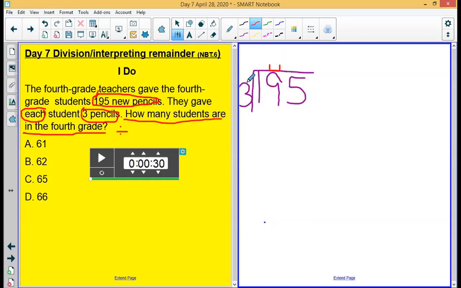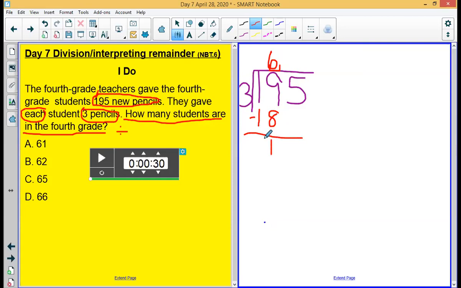If I skip count by 3s, I know my answer would be 6. So if I go 3, 6, 9, 12, 15, 18, by the time I get to 18, I would have multiplied 3 by 6. So I'm going to put a 6 there. 6 times 3 is 18. My next step is to subtract. 19 minus 18 gives me 1.